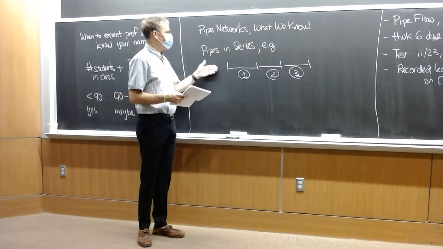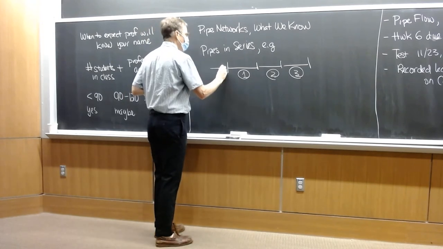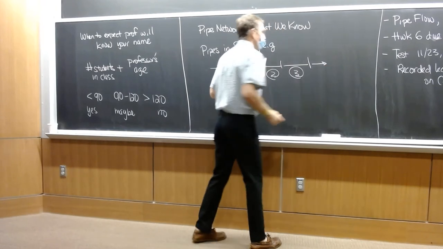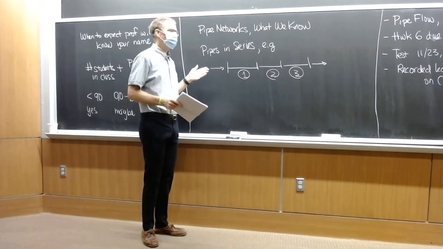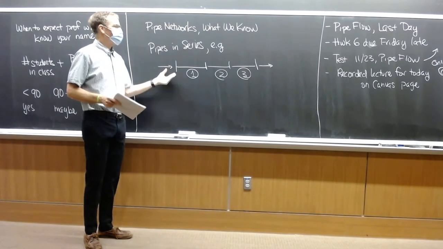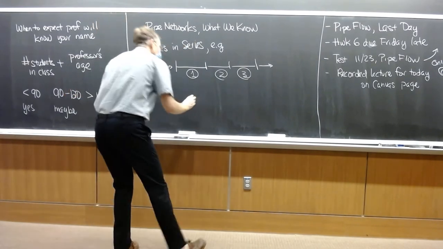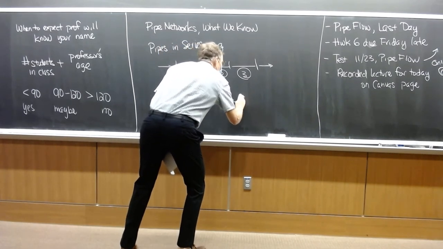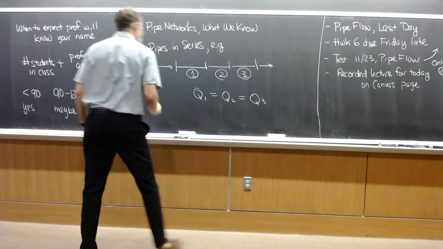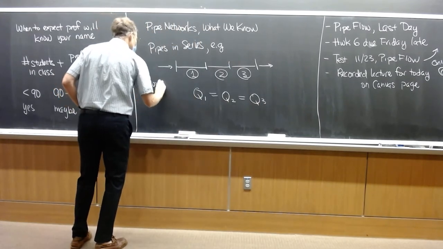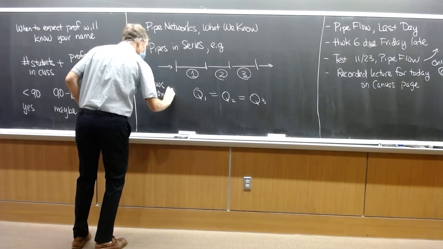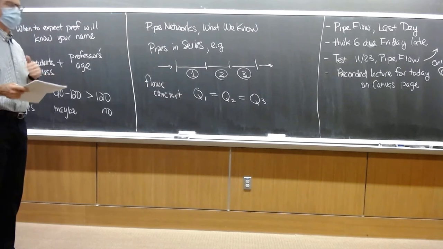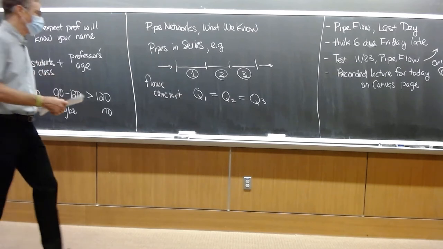For instance, with 3 pipes in series, since there are no inlets or outlets other than the inlet for pipe 1 and the outlet from pipe 3, that tells us that the flow is constant, but the head losses through the entire system are additive.